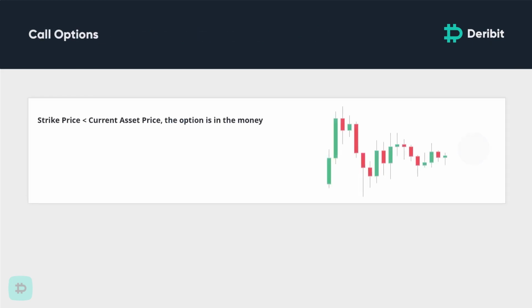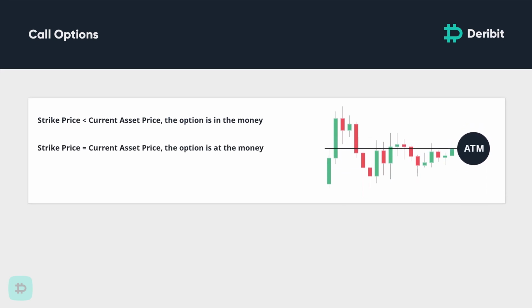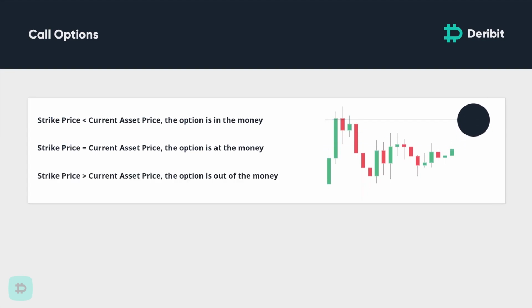For call options, when the strike price is less than the current asset price, the option is in the money. When the strike price is equal to the current asset price, the option is at the money. And when the strike price is more than the current asset price, the option is out of the money.